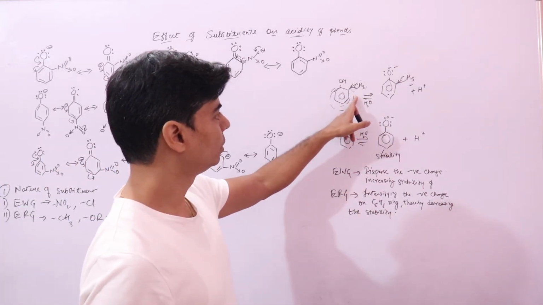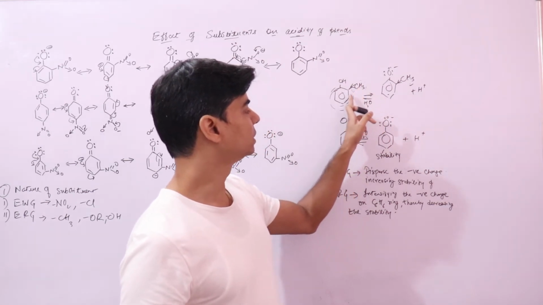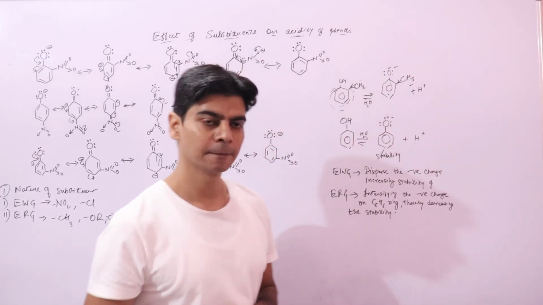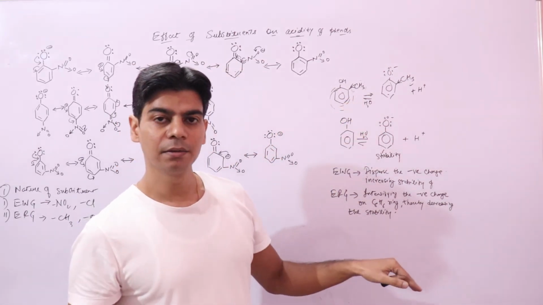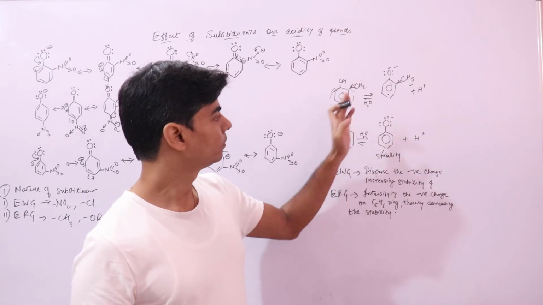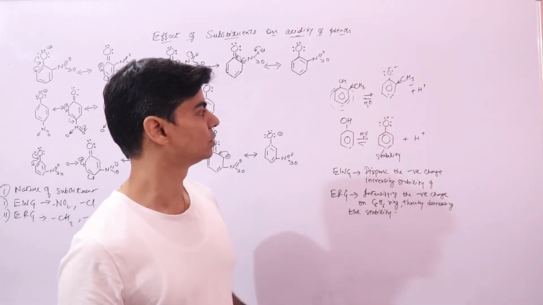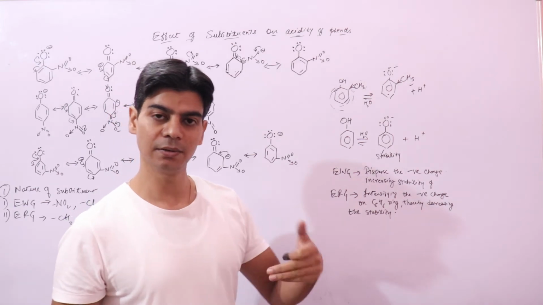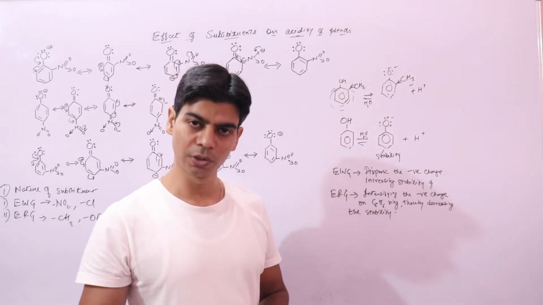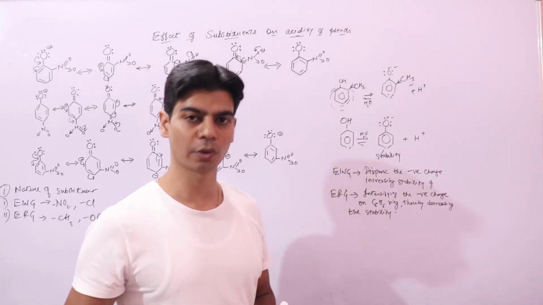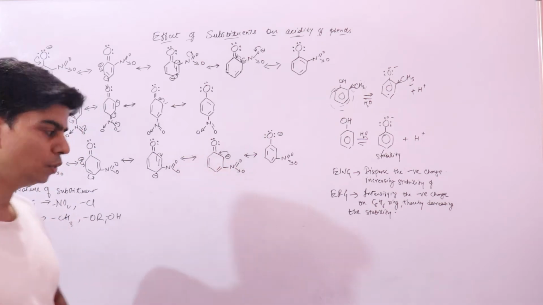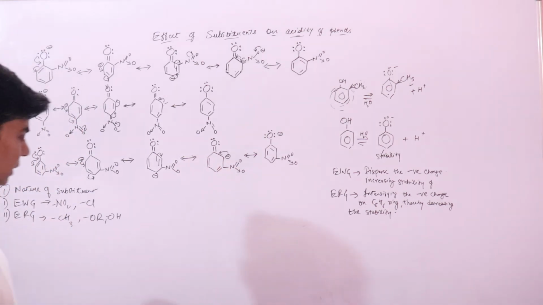So the presence of a methyl group makes this ortho methylphenol less acidic compared to phenol, and nitrophenol is more acidic compared to phenol. This is your cresol actually. So cresol is less acidic due to the presence of the electron releasing methyl group, and your nitrophenol is more acidic due to the presence of the electron withdrawing group, because this is what electron withdrawing and electron releasing groups do. Now this is the first thing, nature of substituent.